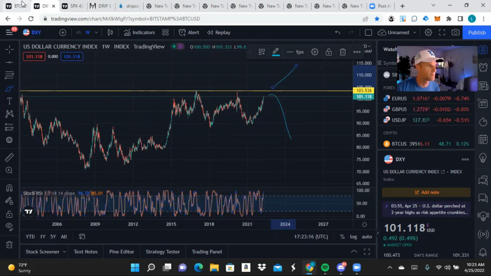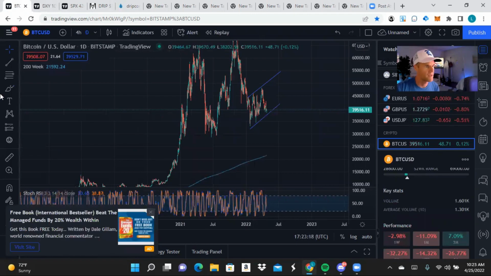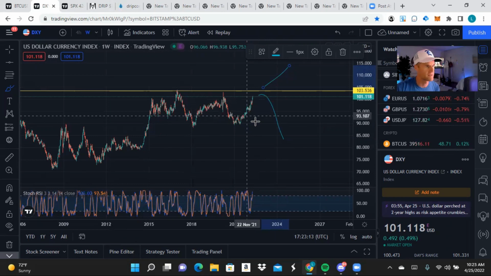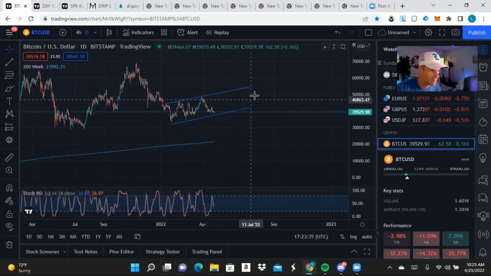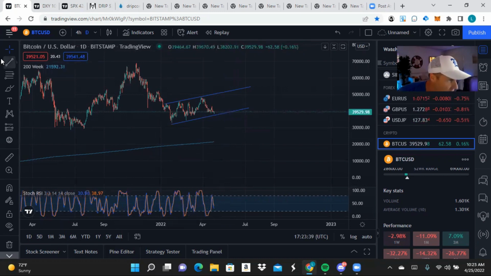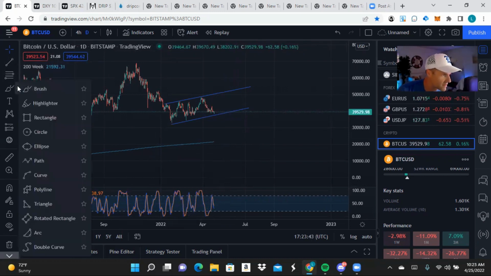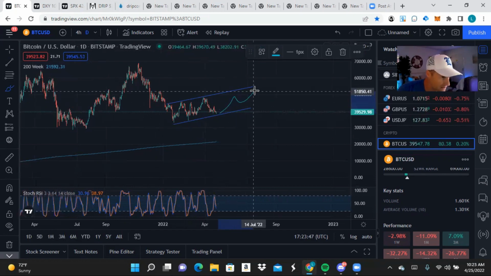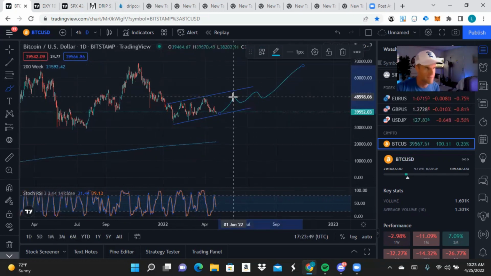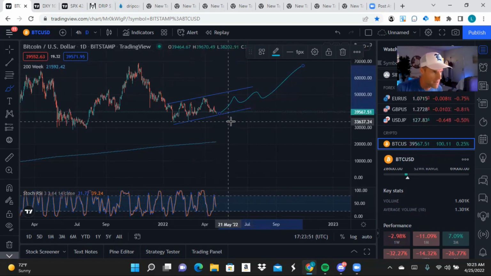We come over to Bitcoin, and look, this is the range that we've been in for a little bit now. It's just been going up and down in this range. We could have a little reversal happening. It could be hitting this, and then we come back and do one of these. I mean, that's very possible.